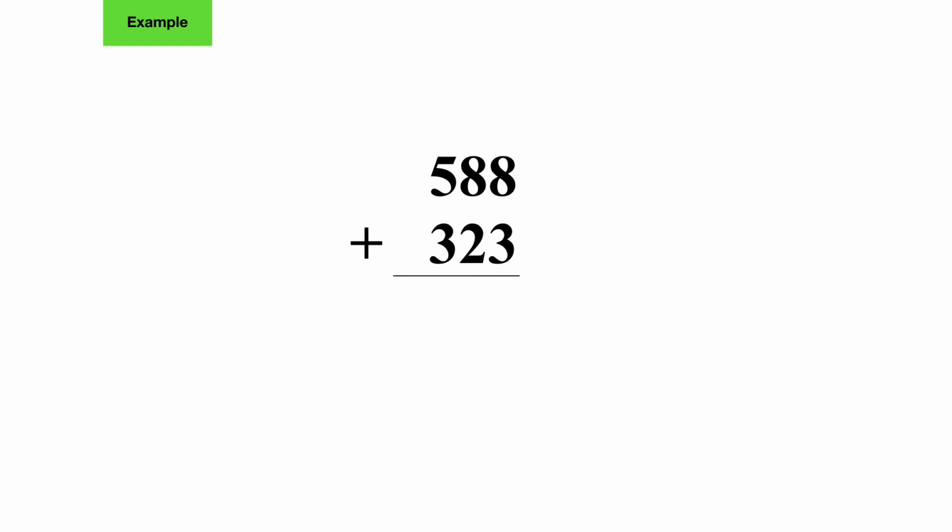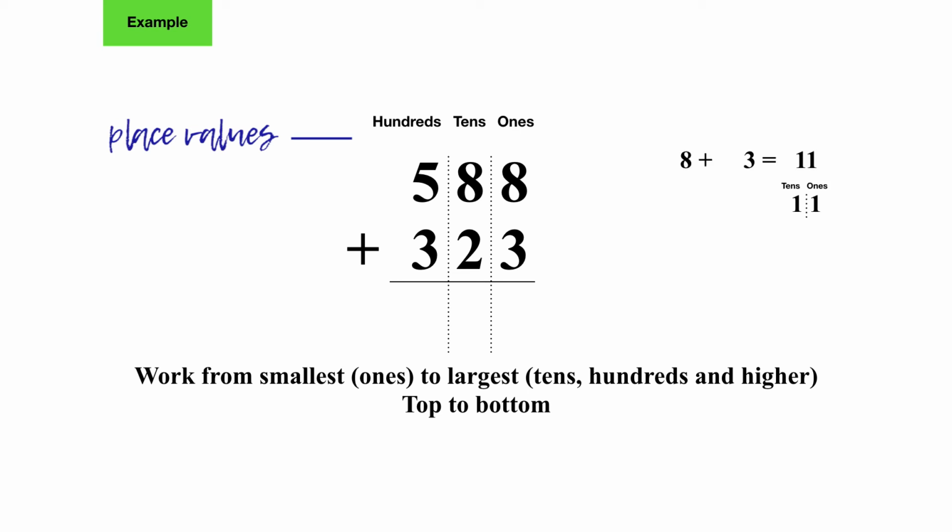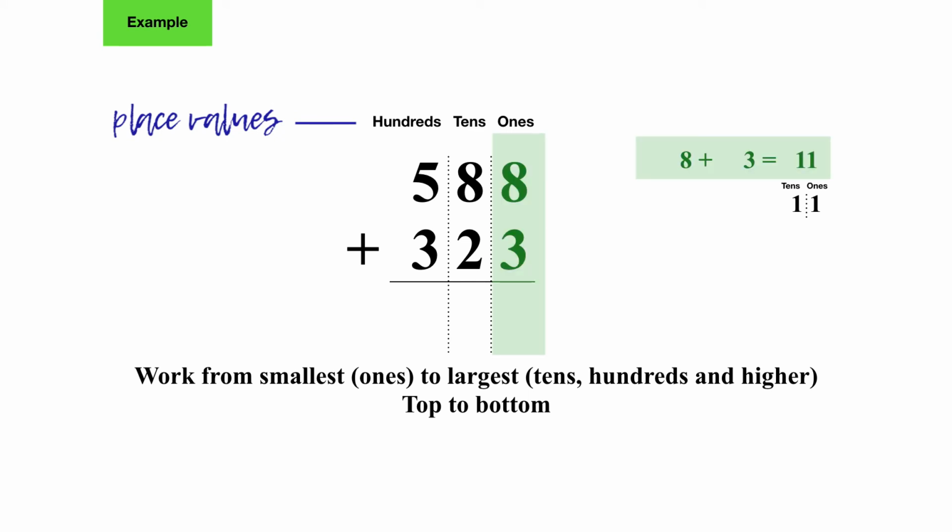Let's have a look at a slightly bigger number. 588 add 323. Again, I'm going to first write my numbers underneath each other, add, and I'm going to make a line. Then I'm going to first divide my numbers into place values, ones, tens, and in this case, I have hundreds as well, an extra place value. I'm still going to work from smallest to largest, top to bottom. Starting then with my ones, I'm going to add 8 to 3. 8 plus 3 equals 11.